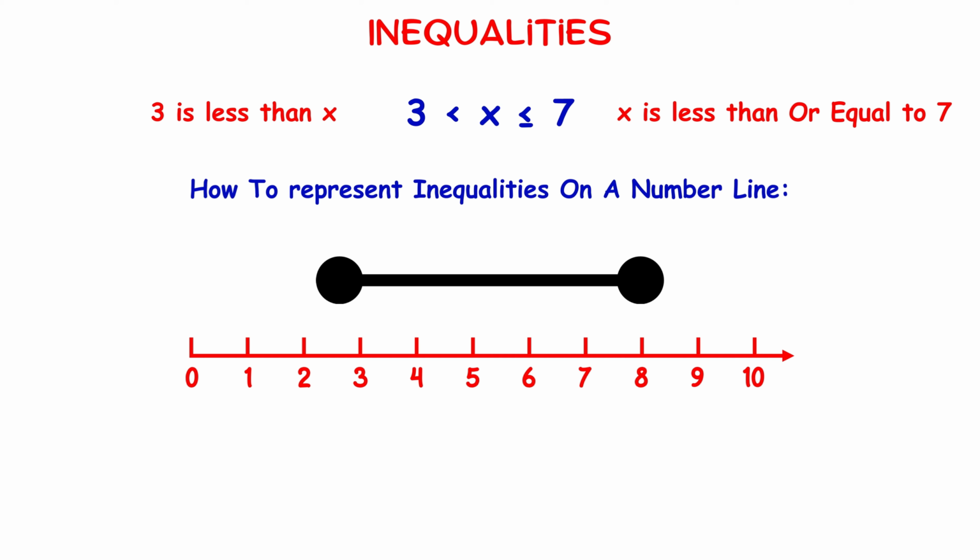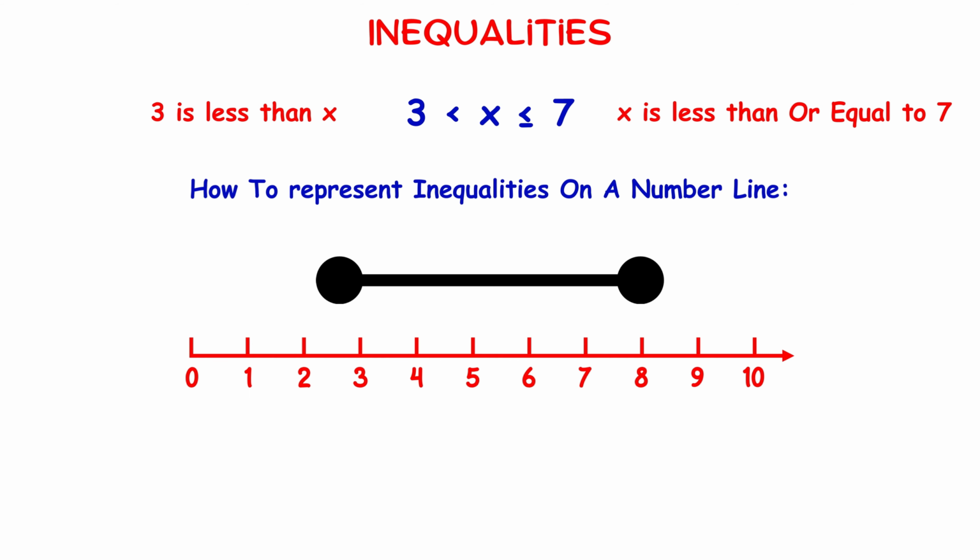You also need to understand how to represent these inequalities on number lines. So for this one, if we look at this number line of 0 to 10, x must be somewhere in this region between 3 and 7. So we put little circles above the 3 and the 7. The important bit, though, is that because x can also be equal to 7 itself, we need to color in the circle on the right, which tells us that x can be 7, whereas because x can't be 3, we leave the circle above 3 empty.